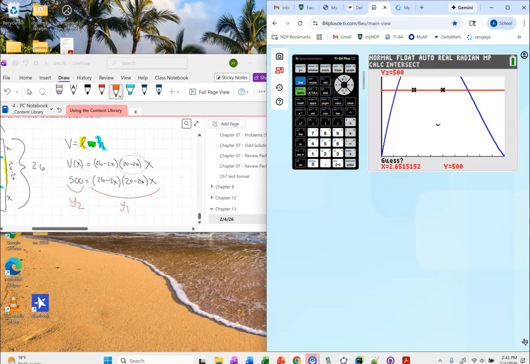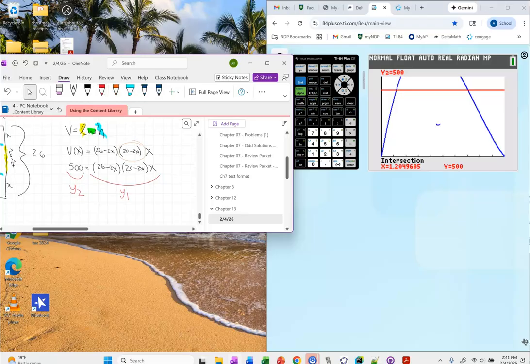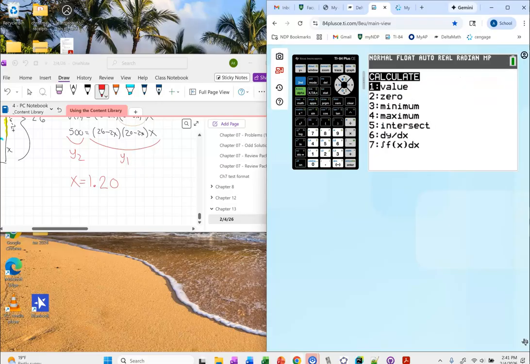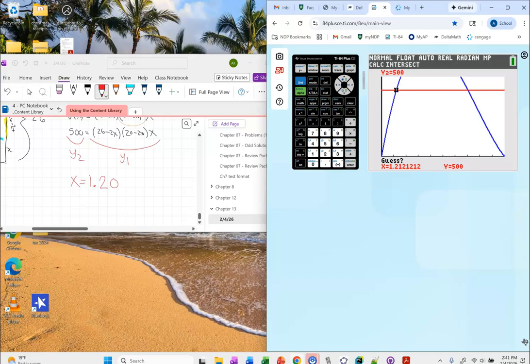Oh my God, come on. So x equals 1.2 is one answer. And then if I find the other one, come on, get there. x equals 7.02.